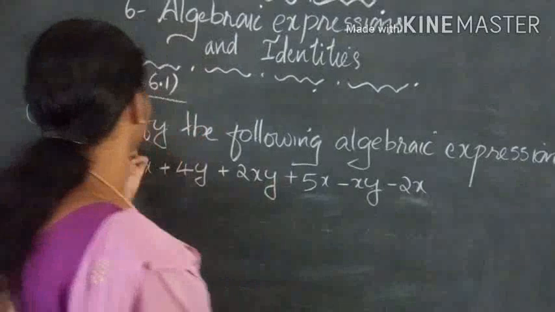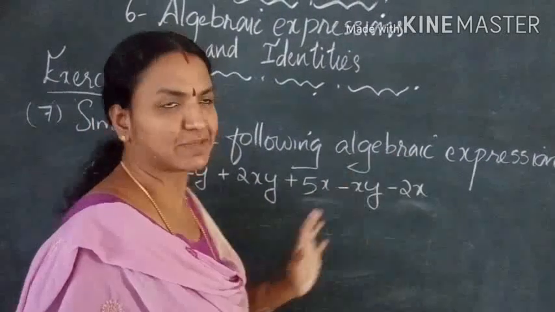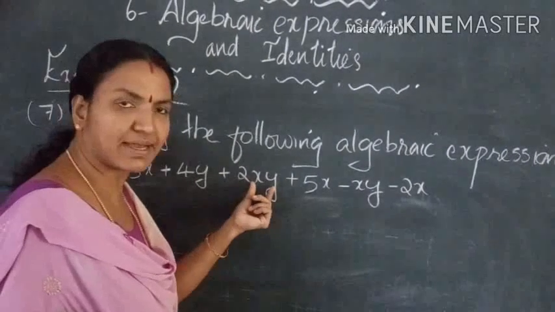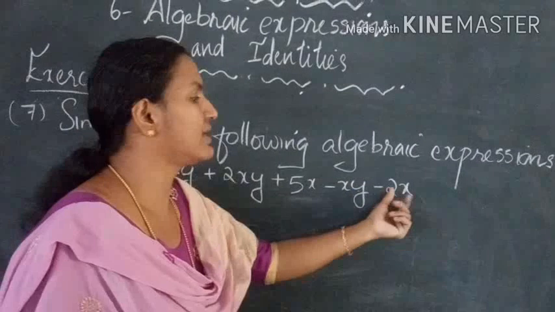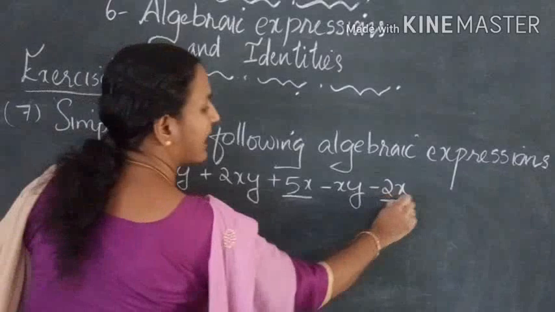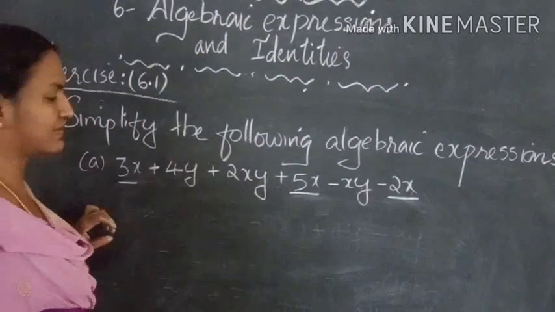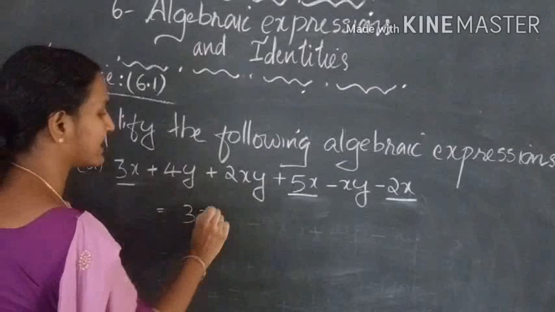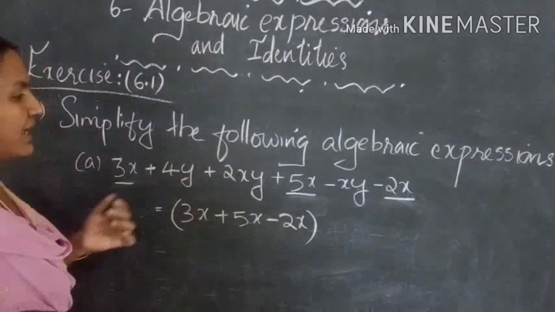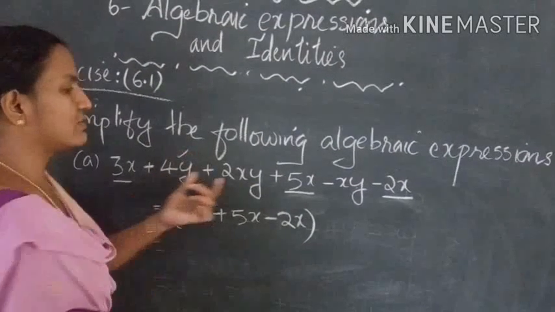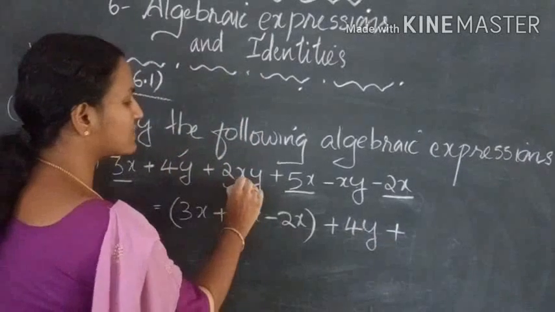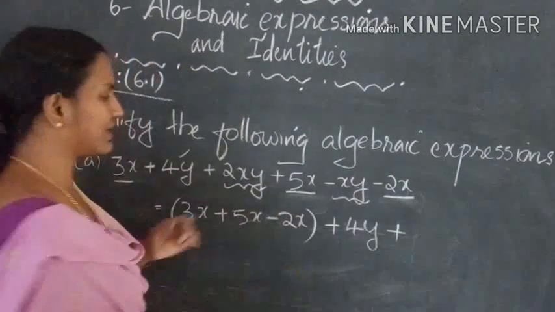Next, question number 7. Simplify the following algebraic expressions. Option A, 3x plus 4y plus 2xy plus 5x minus xy minus 2x. Here, 3x, 5x and minus 2x are like terms, so add them together. 3x plus 5x minus 2x. Then 4y has no like term. Then 2xy and minus xy are like terms.